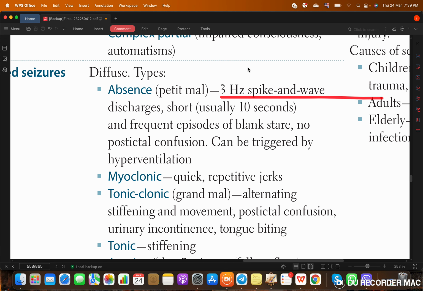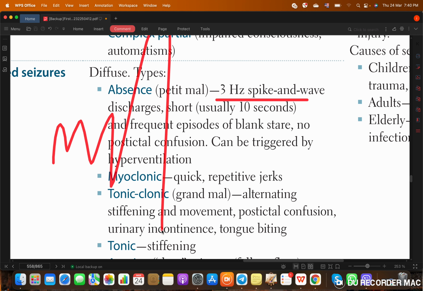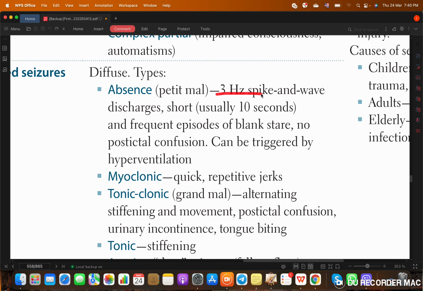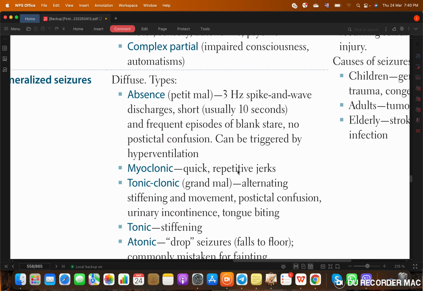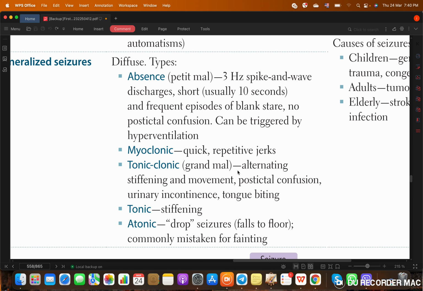On the EEG, you will see a 3 hertz spike and wave discharge. You don't have to memorize that. You just have to know that it exists. I mean, you don't have to know the EEG and how it looks like. Just know about the 3 hertz thing. The seizure itself is short, usually less than 10 seconds, but frequent, they keep reoccurring. Leads to blank stare, and there is no post-ictal state, which means mostly in seizures that are generalized, the patient has a post-ictal state, which means after the seizure ends, he's confused. It does not happen in an absence seizure. It can be triggered with hyperventilation.